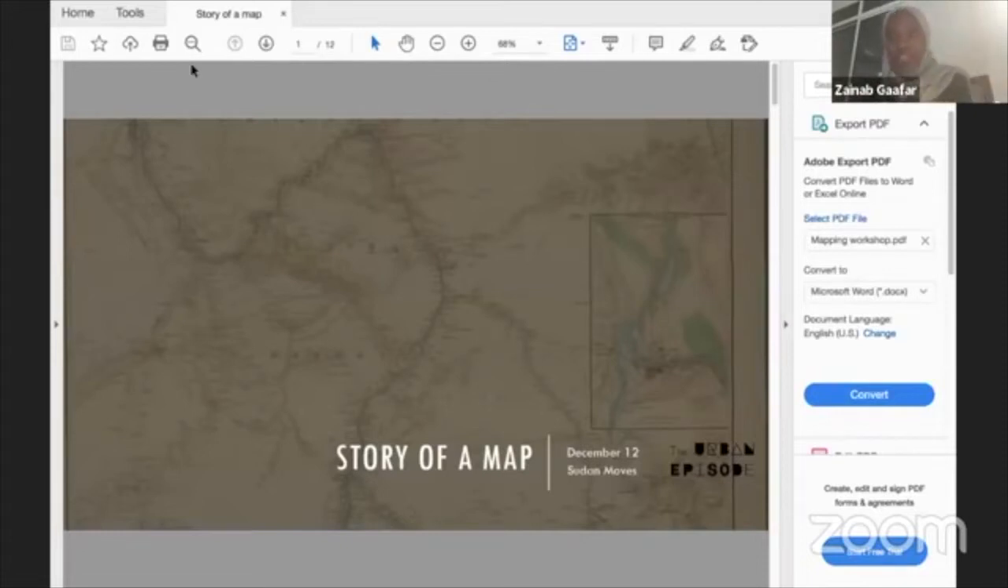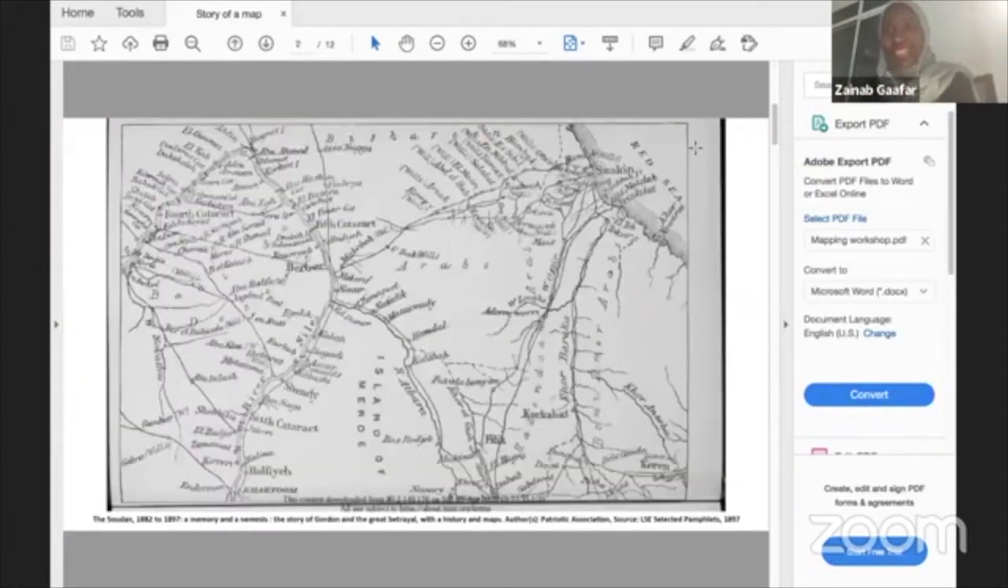So I will start by telling a story of a map, actually. If we can go to the next slide. Yeah, so this map we're looking at was created in 1884 by an entity called the Patriotic something, I forgot the name. We'll see it in the next slide shortly. It was created to explain a lot of parts of Abyssinia and Sudan.